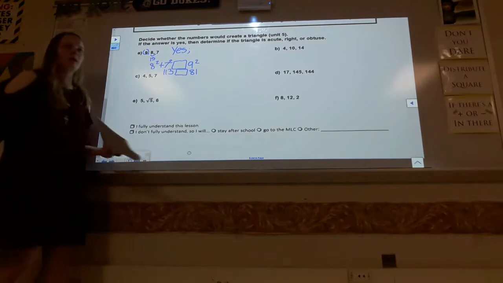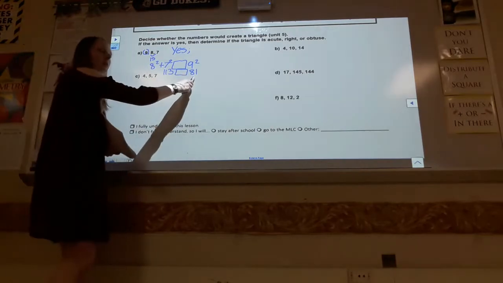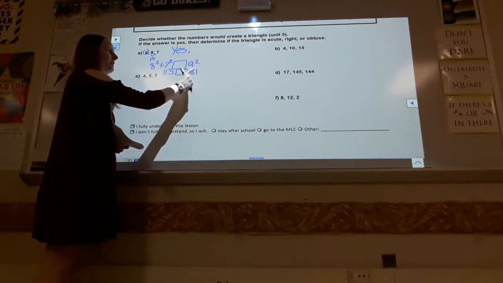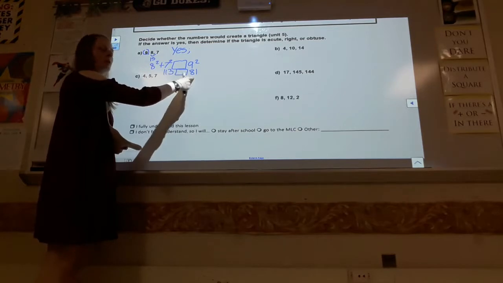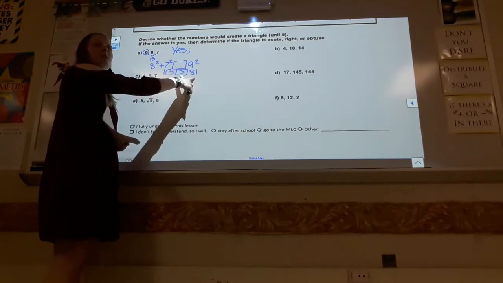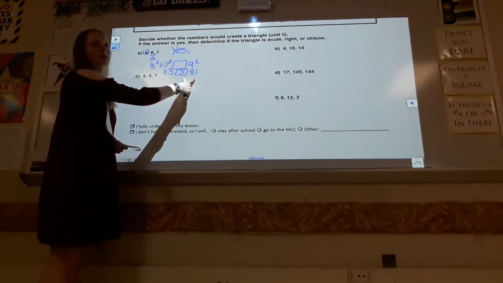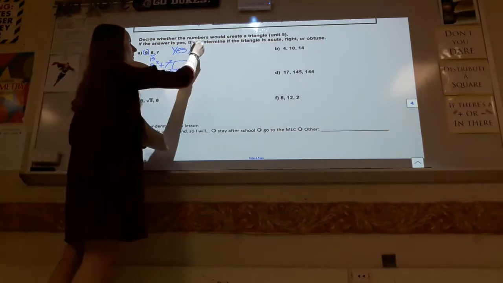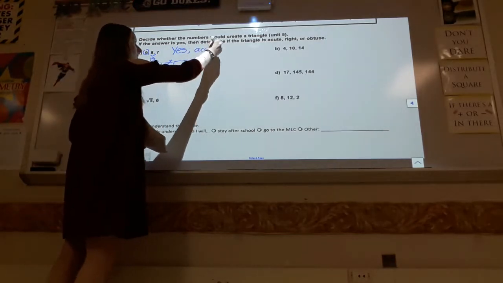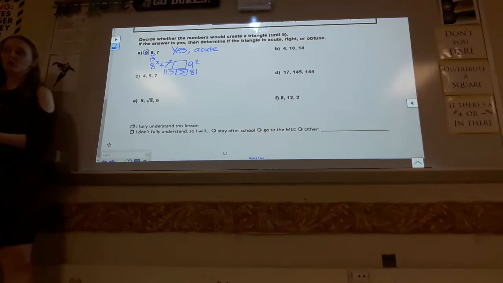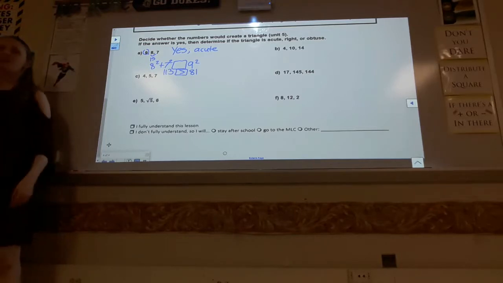Alright, what's going on? Is the c squared, the longest side squared, greater than, less than, or equal to this number? It's less than. So if the c squared is less than, what kind of triangle? Acute. So that's the full process. It's answering both questions: is it a triangle in the first place, and then what kind?